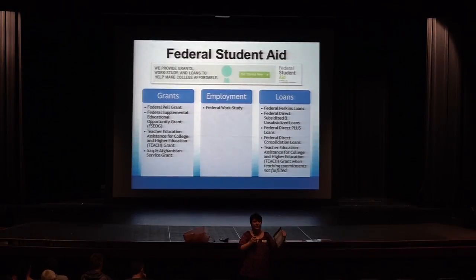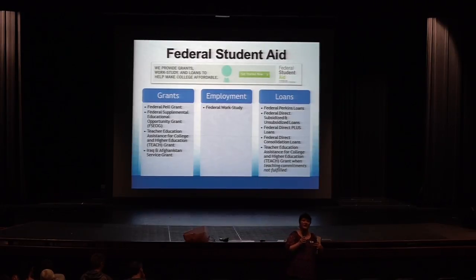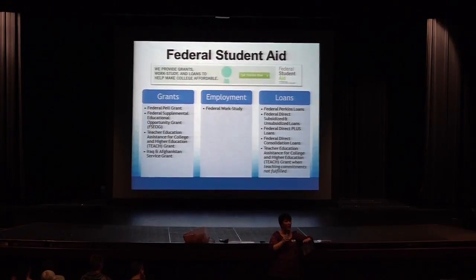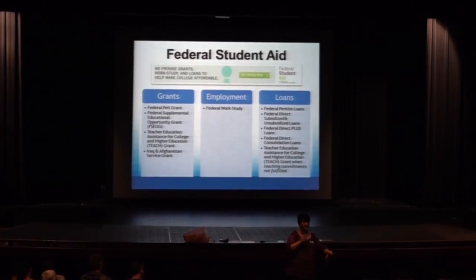The next two, direct subsidized and direct unsubsidized loans. These are, again, offered through the federal government. Subsidized, what's the difference between the two? Subsidized, mainly, is that the student does not have to pay the interest while attending school, okay?